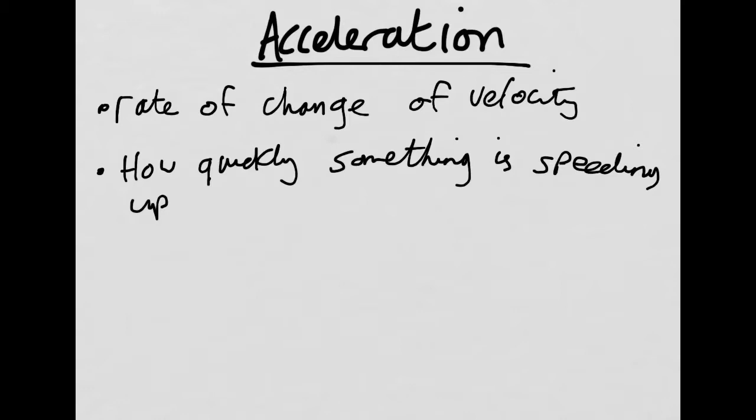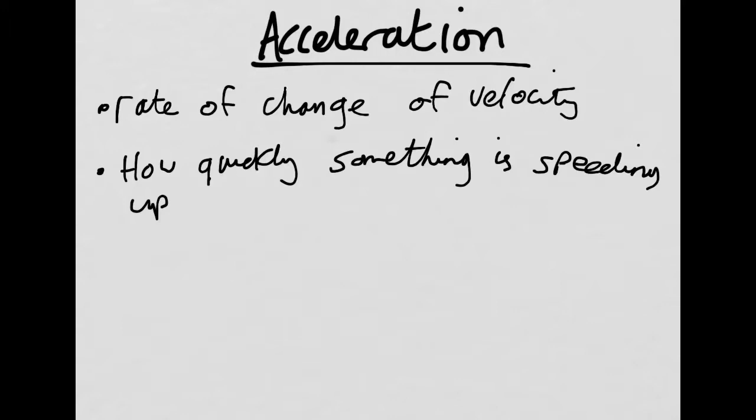Now, if you've got negative acceleration, that doesn't necessarily mean it's moving backwards. If you've got negative acceleration, that just means you're slowing down. So it's a vector quantity, and the direction indicates whether you're speeding up or slowing down. If it's not got a negative sign next to it, then it's speeding up. And if it has got a negative sign next to it, then it's slowing down.